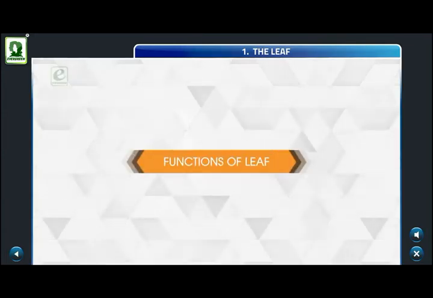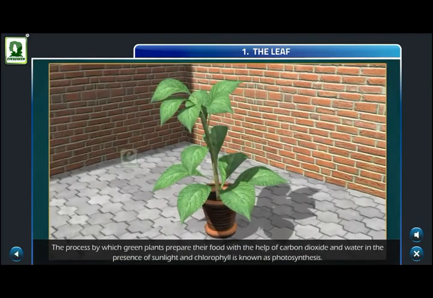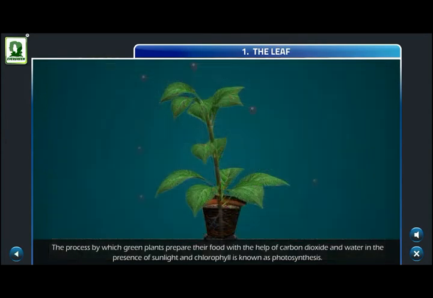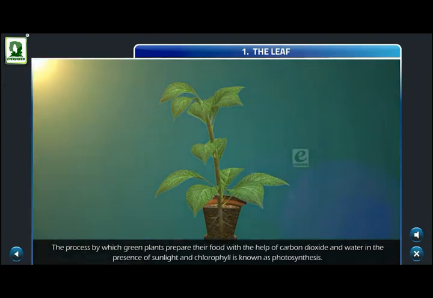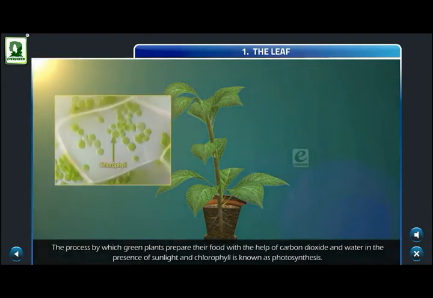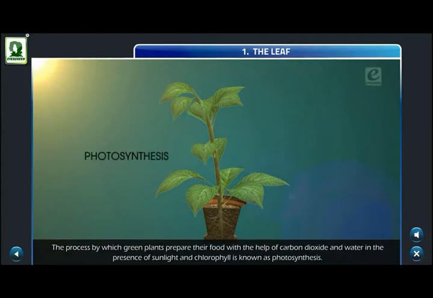Functions of leaf. Photosynthesis. The process by which green plants prepare their food with the help of carbon dioxide and water in the presence of sunlight and chlorophyll is known as photosynthesis.